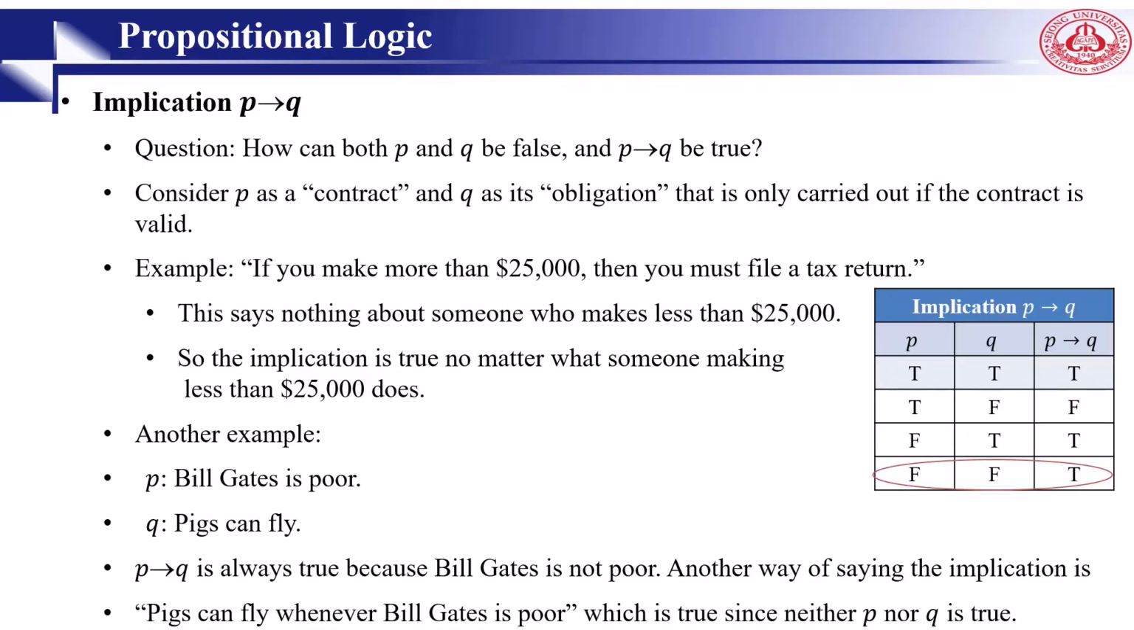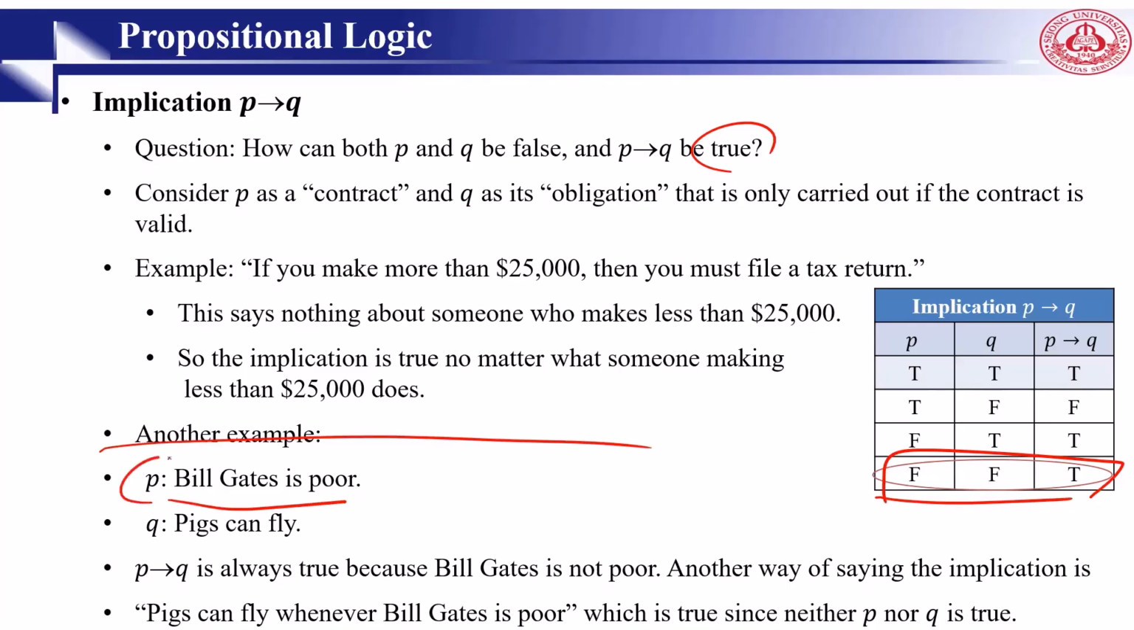So there may be a question for you: how can both P and Q be false in this case, but we still have true? I will give you this example, and you can read the others. Let P be the proposition "Bill Gates is poor," and Q the proposition "pigs can fly." So P implies Q is always true. Why? Because Bill Gates is not poor. It means negation of P and negation of Q. Bill Gates is not poor, and you can say pigs can fly whenever Bill Gates is poor. Negation of both is correct.